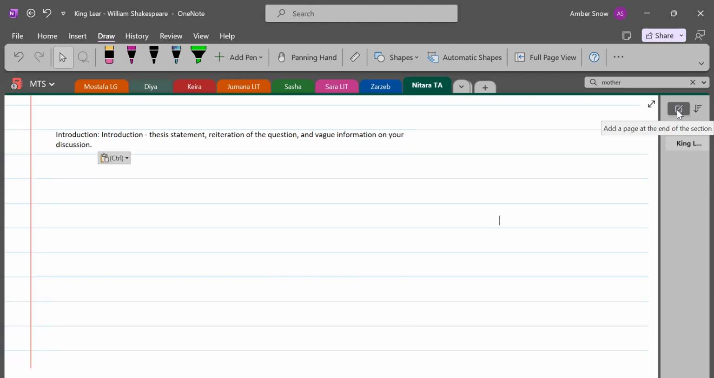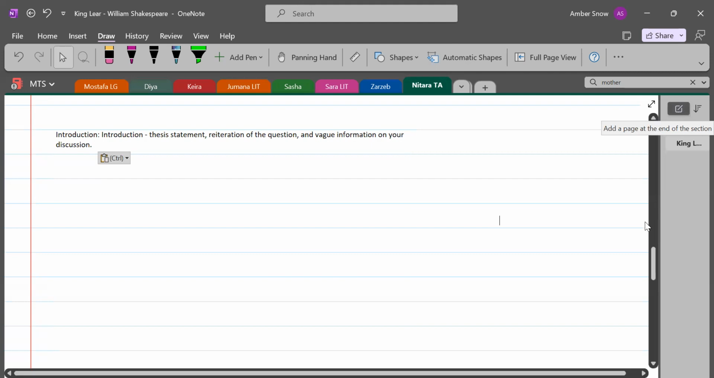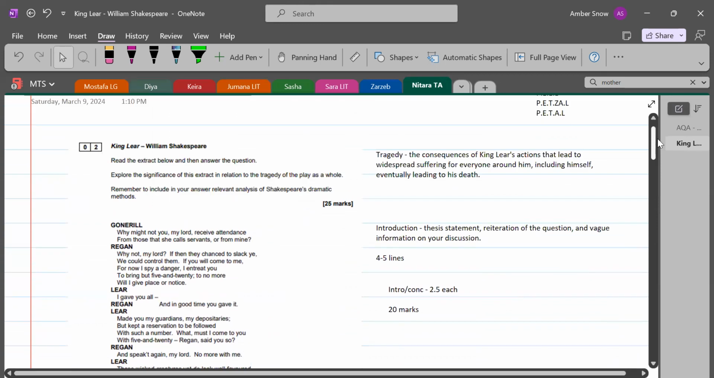So with your introduction paragraph, you need to reiterate the question, give us your stance. What are you standing for? Your thesis statement. What is your response? What do you believe is the significance to the relation of the tragedy? How does this extract push to the tragedy of the play? How does it motivate or add to the tragedy of the play? Do you think that this exaggerates it? Do you think that this is the catalyst where it starts off the tragedy? Is this what leads to the tragedy? Was this the point where everything started going downhill?